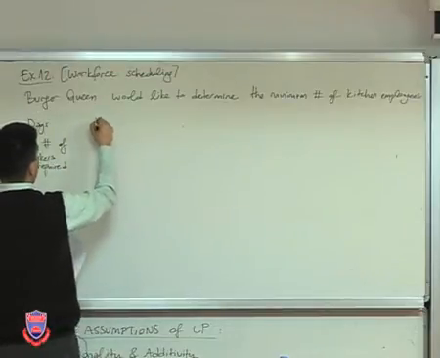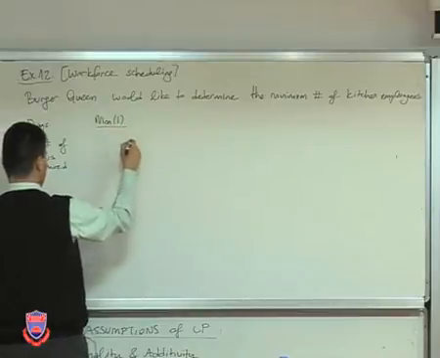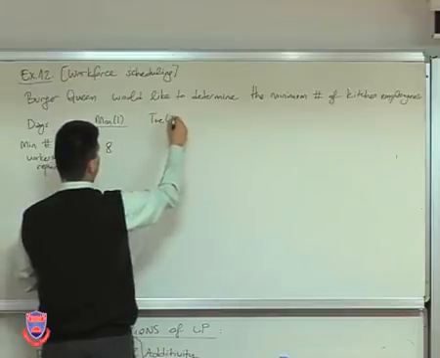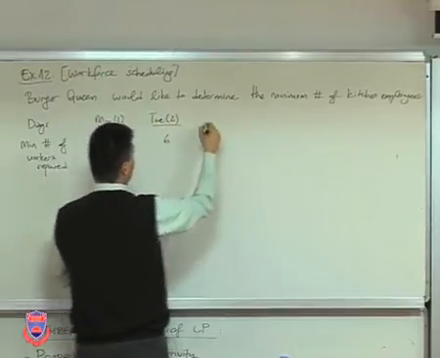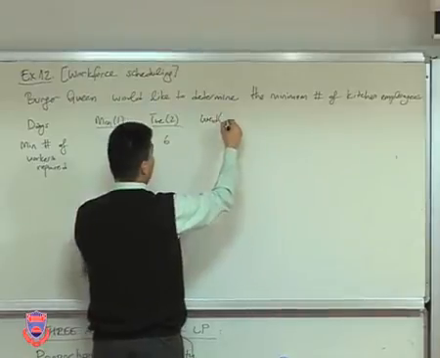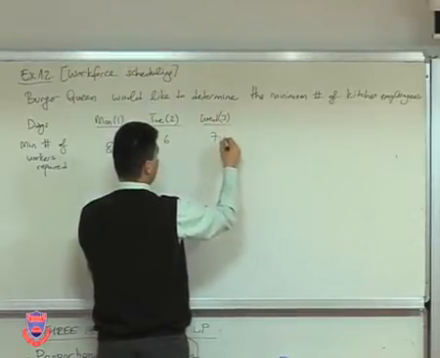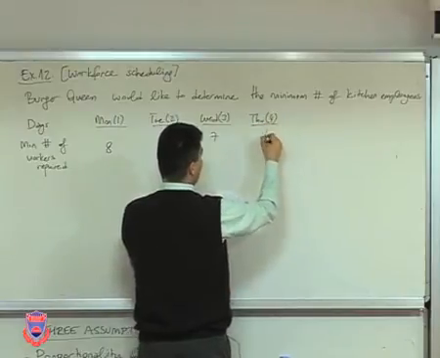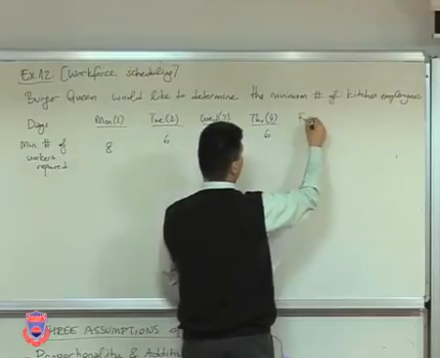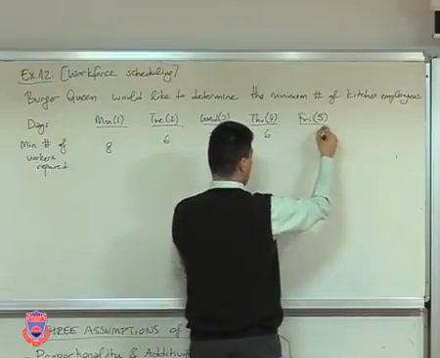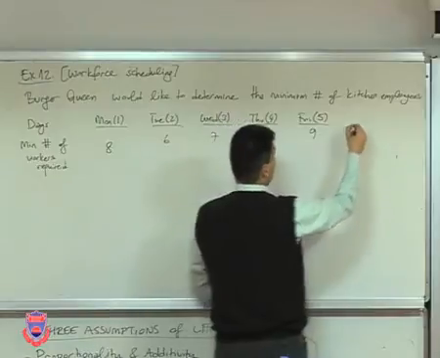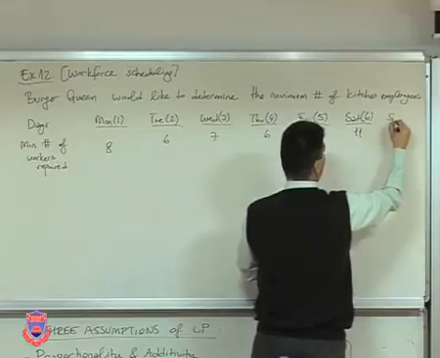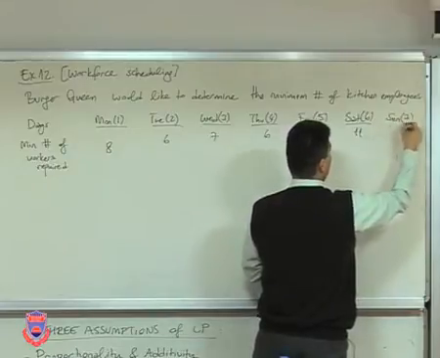So on Monday, which is the first day, let's say, I need at least 8 employees. On Tuesday, which is the second day, I need at least 6 employees. On Wednesday, which is the third day, I need at least 7 employees. On Thursday, which is the fourth day, I need at least 6 employees. On Friday, which is the fifth day, I need at least 9 employees. And on Saturday, which is the sixth day, I need at least 11. And on Sunday, which is the seventh day, I need at least 9.